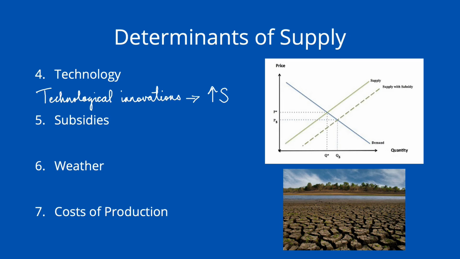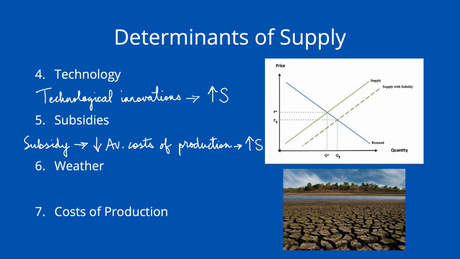Think agricultural innovations such as fertilizers and pesticides, and more recent ones such as vertical farming and hydroponics. All of these have boosted agricultural supply. Subsidies are the opposite of taxes. Rather than the government imposing an extra cost on producers, subsidies are grants given to producers in order to encourage the production of a good or service.